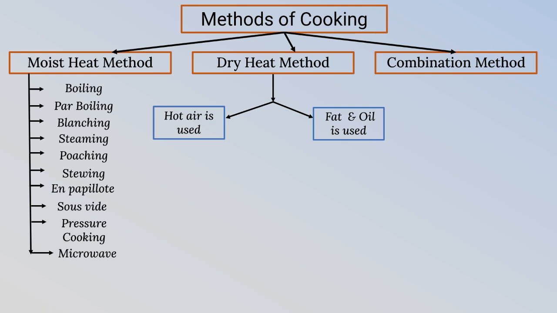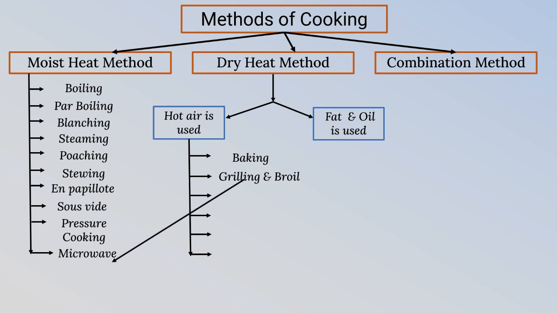Okay. Now under the hot air method, there are a few methods as well. Number one is baking, grilling and broiling. Now grilling has two different parts once again. One is known as open fire grilling and number two is salamander grilling. We'll clarify it definitely in our slides. Then the next method is barbecuing.